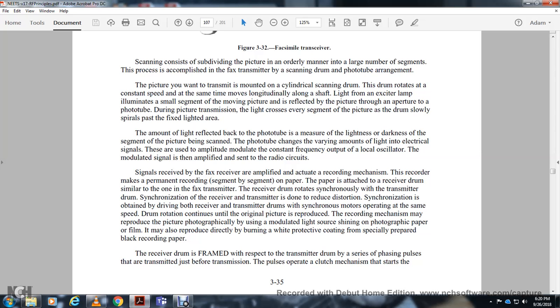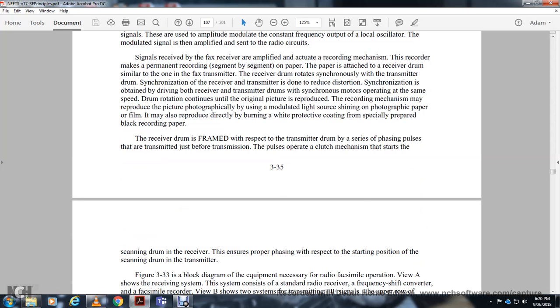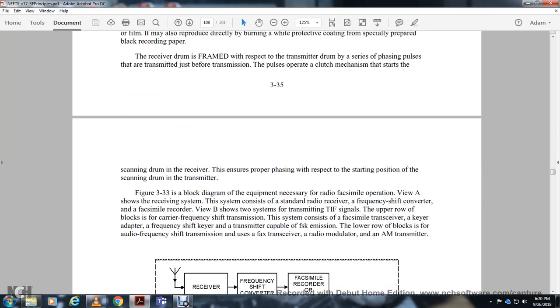The receiver drum is framed with respect to the transmitter drum by a series of phasing pulses. A phasing pulse is transmitted just before the transmission. The pulse operates the clutch mechanism that starts the scanning drum of the receiver, which ensures the proper starting position with respect to the scanning drum of the transmitter.